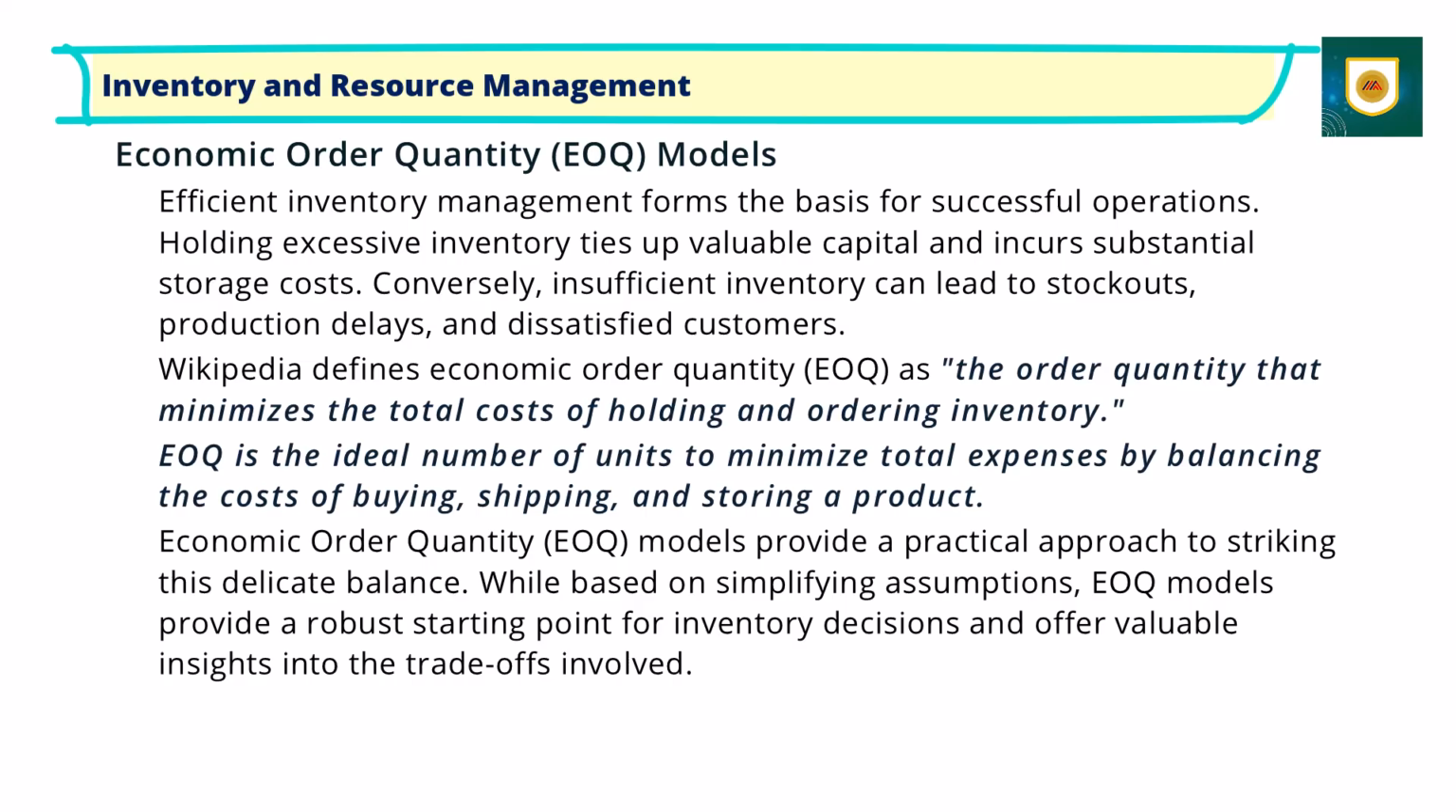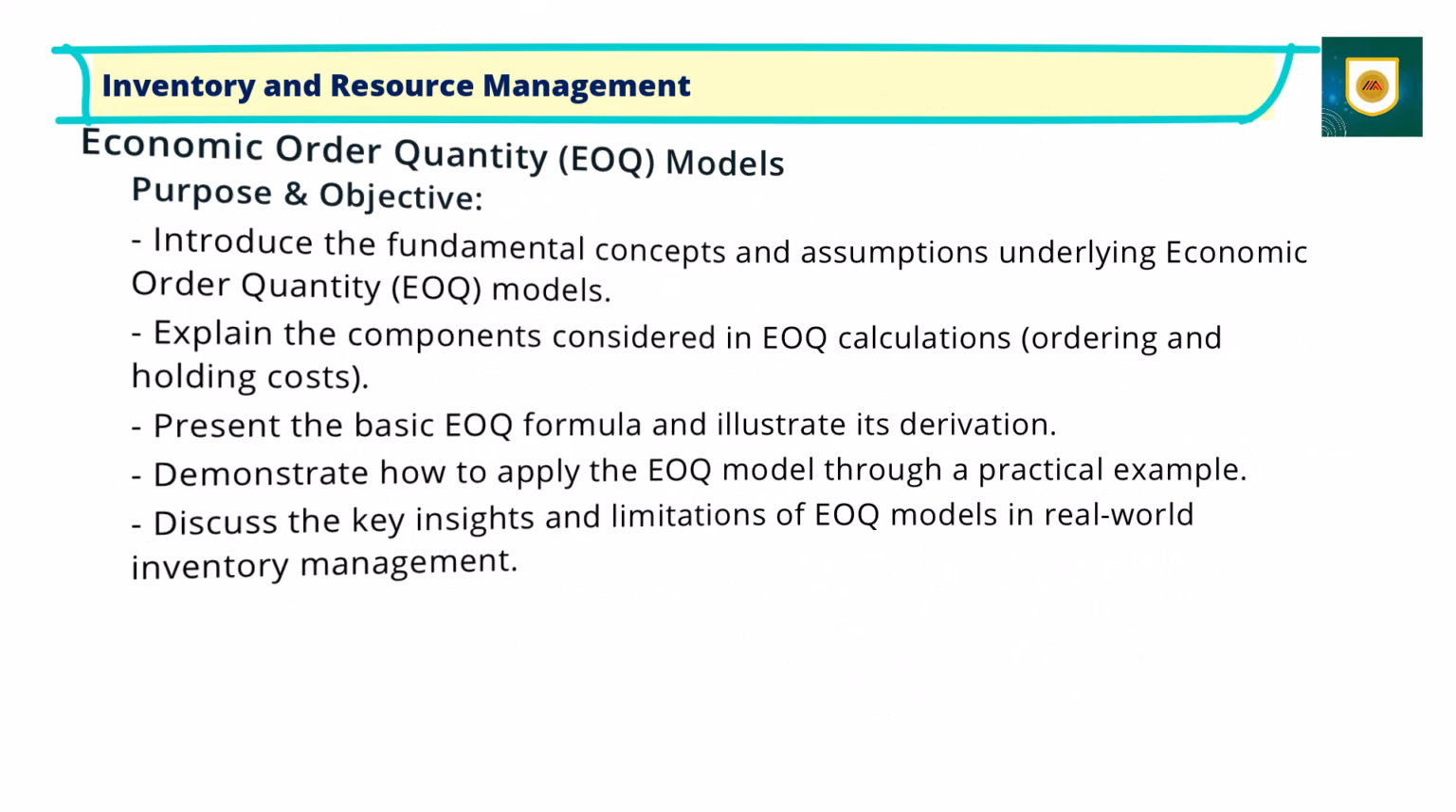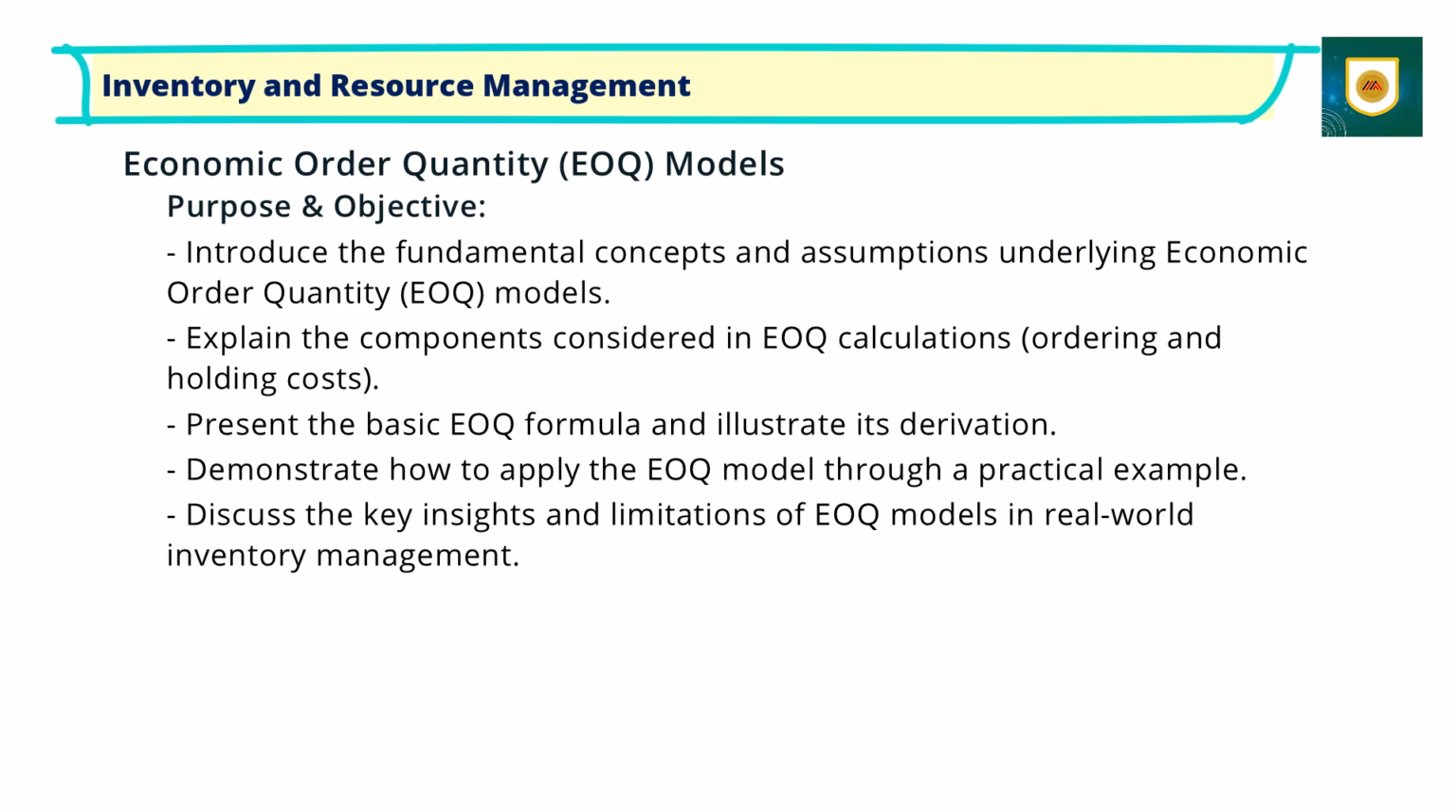EOQ is the ideal number of units to minimize total expenses by balancing the costs of buying, shipping, and storing a product. Economic order quantity, EOQ, models provide a practical approach to striking this delicate balance. While based on simplifying assumptions, EOQ models provide a robust starting point for inventory decisions and offer valuable insights into the trade-offs involved.